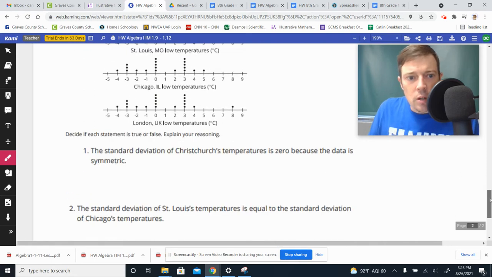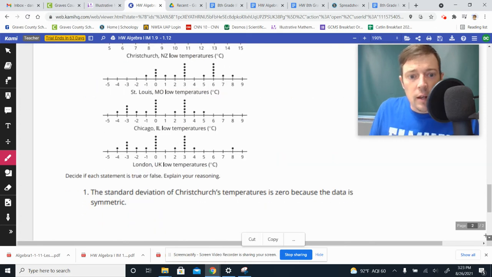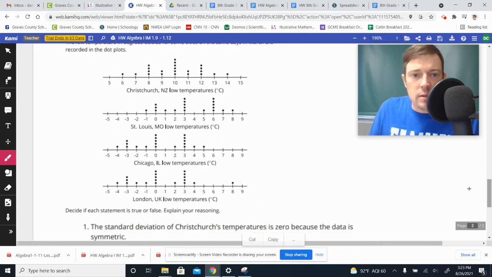All right. So the first question here, or the first part, is this true or false? It says the standard deviation of Christchurch's temperature is 0 because the data is symmetrical. This is a pretty common misconception. People think just because they see symmetry that there's not going to be any variation. Well, that's not true. Symmetry and bell curves are going to show variation. I mean, the dots are not all lined up on top of one number. You got some on the right, you got some on the left. These aren't going to cancel each other out. I think that's what some people think. Like these 11s cancel out the 9s and the 12 cancel out the 8s.